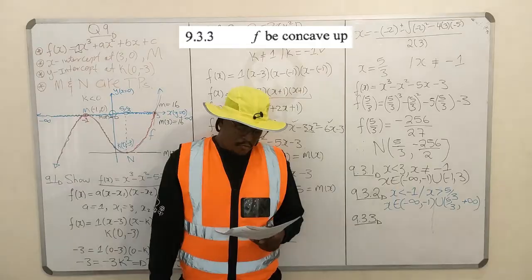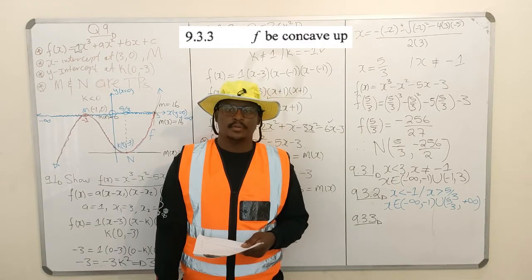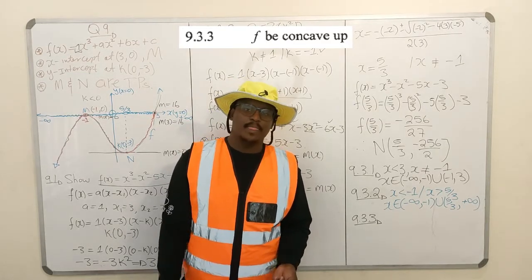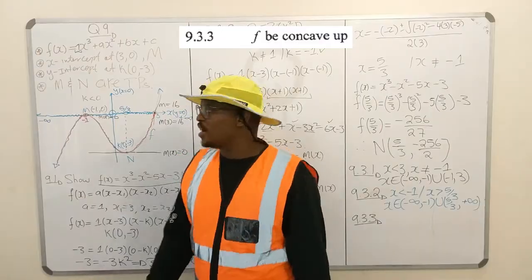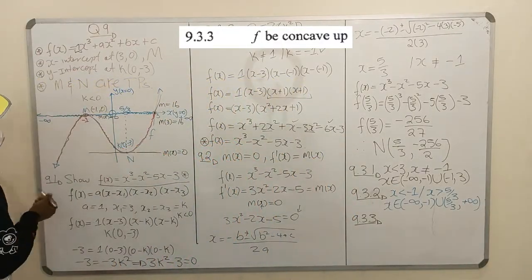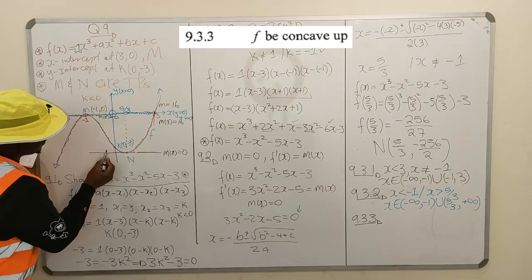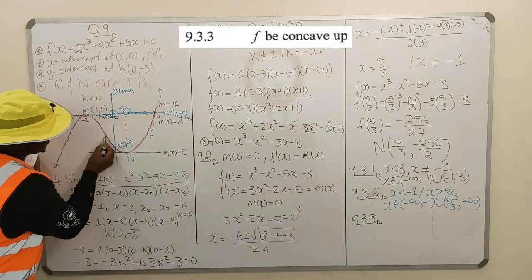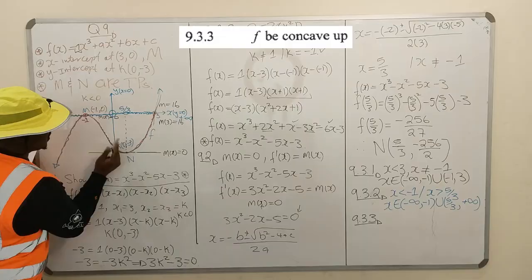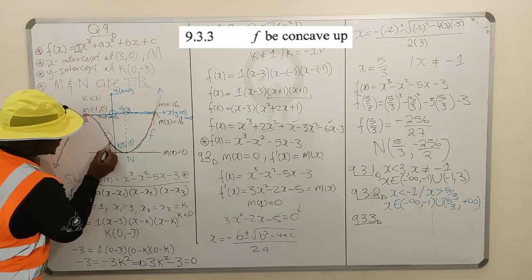Okay. For which values of x will f be concave up? So they're asking what are the values of x for which our function will be concave up. What does it mean for a function to be concave up? It means I want the function to have a shape like this. You can see maybe somewhere here it started having this shape.